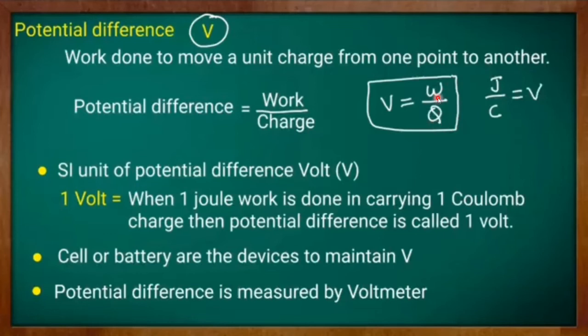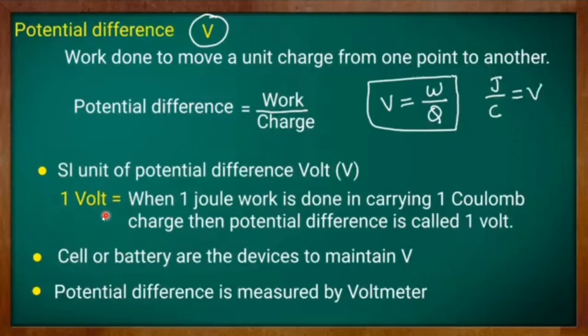What is the SI unit of work? It is joule. What is the SI unit of charge? It is coulomb. Therefore, joule by coulomb is nothing but volt. So the SI unit of potential difference is called volt, represented by the letter V. Then how do we define 1 volt, children?